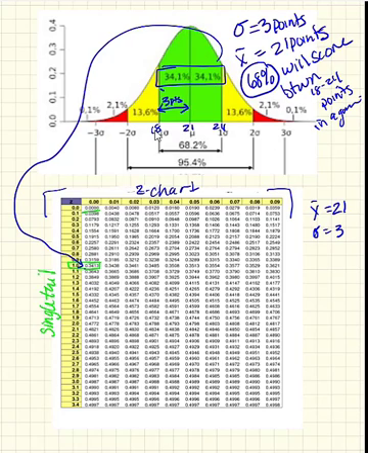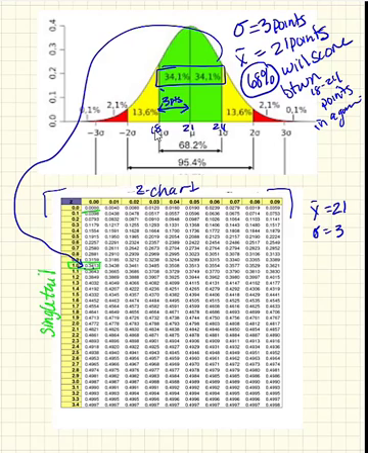So we can still say 68% of the top scorers in the NBA are going to score between 18 and 24 points in a game, most of the time. There's always extenuating circumstances, but we're saying 68% of the time. We get that from this z-chart right here. Notice 34%. Remember, it's symmetrical. So we can say 68% are going to fall in the middle.